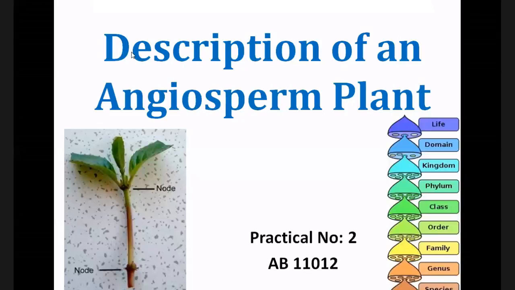Okay, thank you. So what did you study in your previous practical? Classification of monocot and dicot. I know about binomial nomenclature. Okay, so this is your second practical, description of an angiosperm plant. How can we describe an angiosperm plant? Today's class we are going to discuss that.